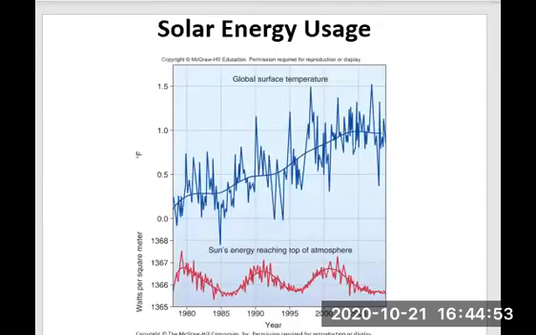Talking about solar energy usage, the solar energy received at the top of the Earth's atmosphere has been measured by satellites since 1978. It has followed a natural 11-year cycle of small shifts, but no overall increase. You can see here at the bottom. Over the same period, the surface temperatures have increased markedly.